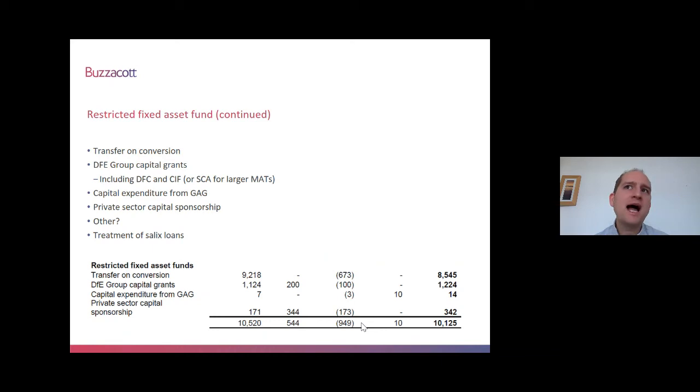So let's just think through what happens when you get a Salix loan. Salix loans are these energy efficiency loans. And so you get the cash from the ESFA, but it's in the form of a loan, so it's not a grant. So you won't see it coming into the income column in this fixed asset fund note. That's the second column. You haven't got the column headings on there, but the second column is the income column.